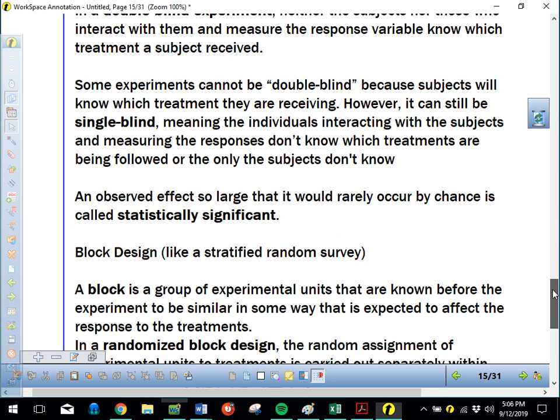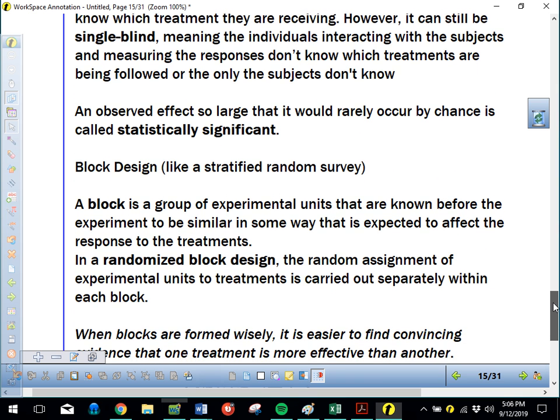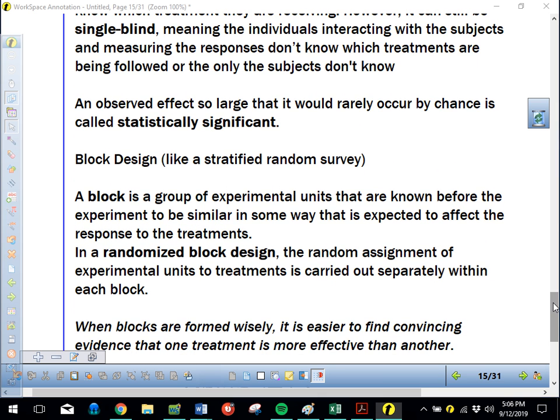So think of a block design like a stratified random survey. That is where you're going to group people, or experimental units, into blocks before, because you know that they're similar in some sort of way. You can do a randomized block design so that the experiment is carried out separately within each block. So you could do this by separating men and women to see how it affects each one.